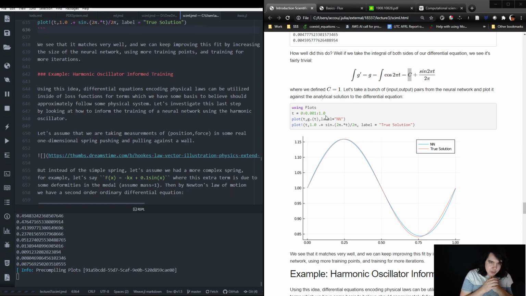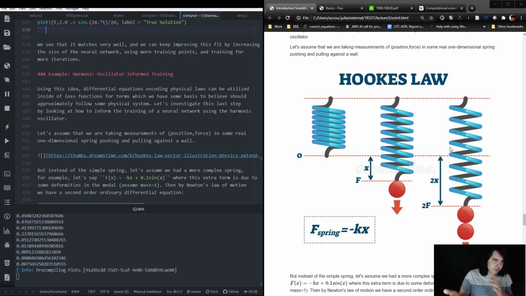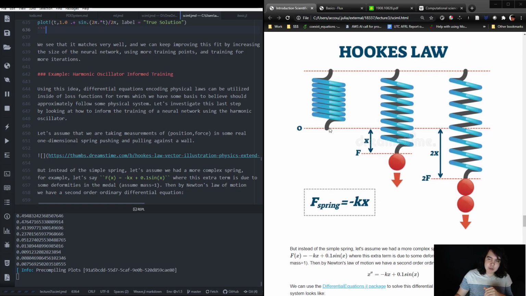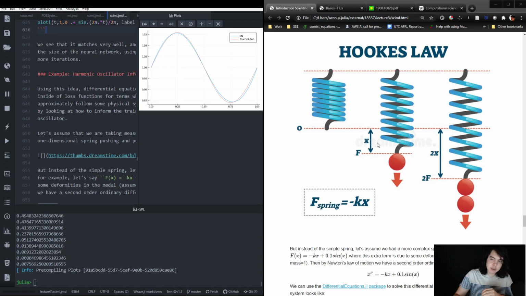So let's assume that we are taking a bunch of measurements of some spring system. Let's actually take a look at this because I found a very pretty picture on the internet, so you've got to use it, right? Here we have a spring system, and as you move the spring away from its steady state, that difference induces a force, and the force you get from the spring is linear, right? This is called Hooke's law, and this is what everyone learns in first year physics.